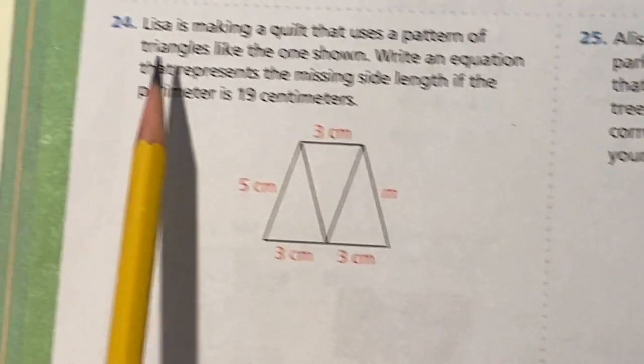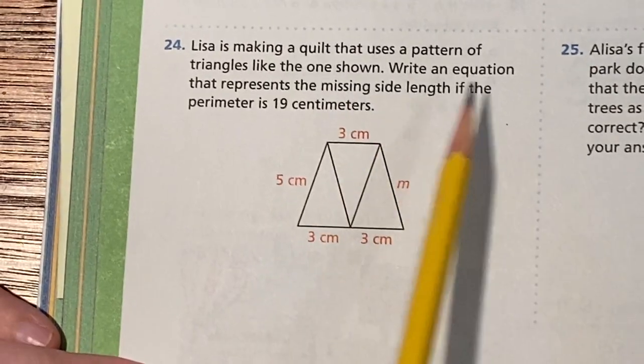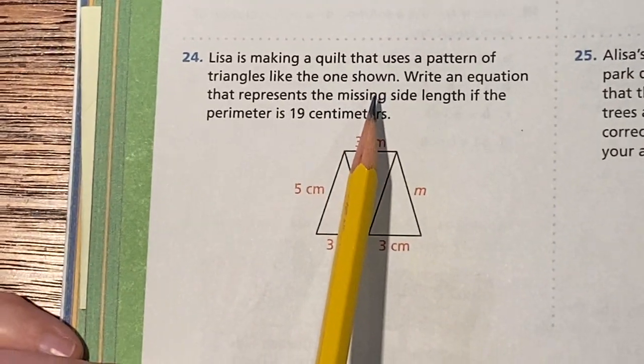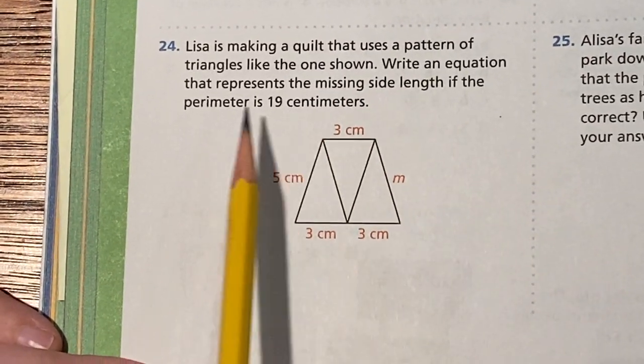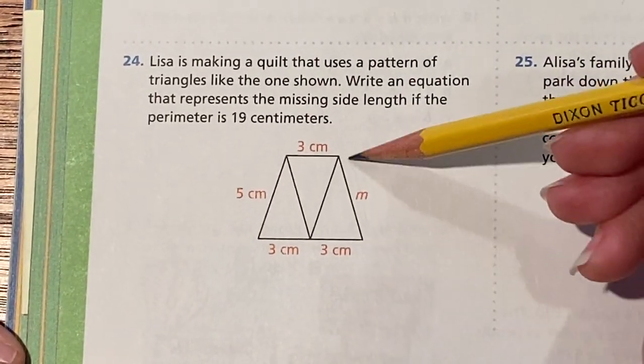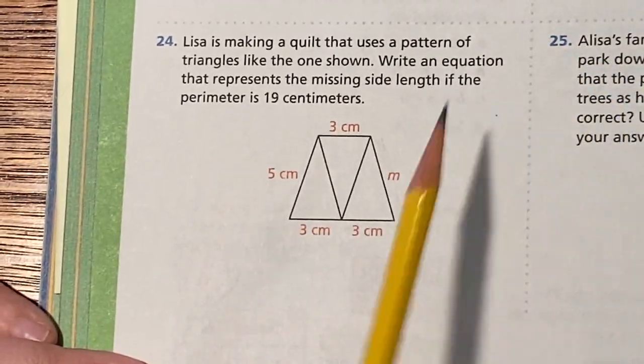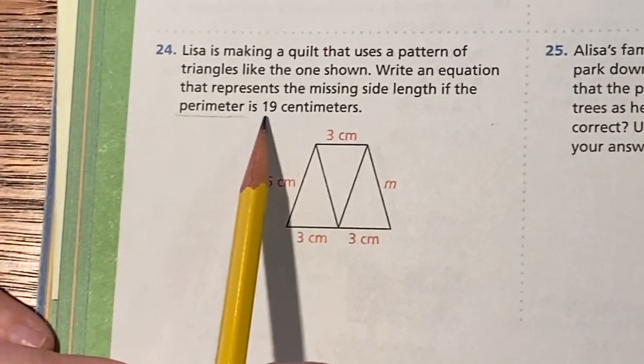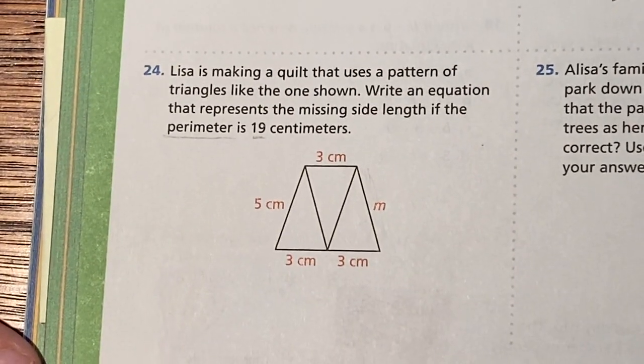Number 24, Lisa is making a quilt that uses a pattern of triangles like the one shown. Write an equation that represents the missing side length. Here's the missing side length here. If the perimeter is 19 centimeters.